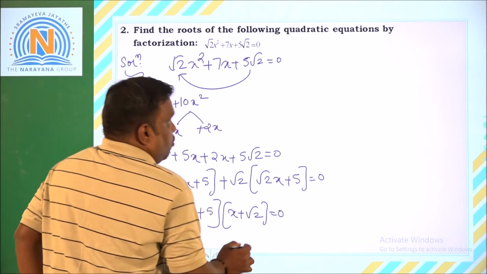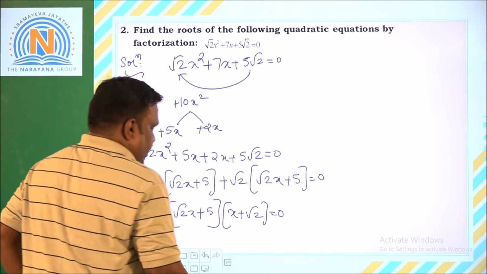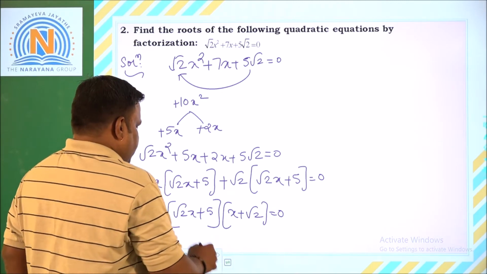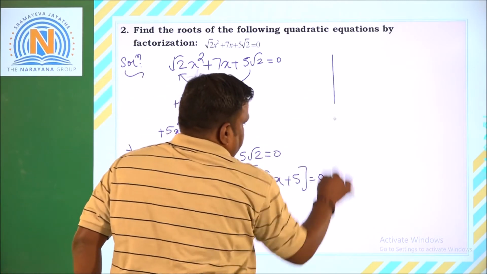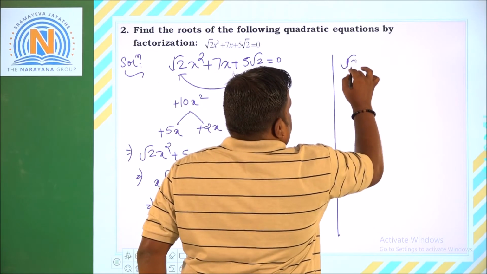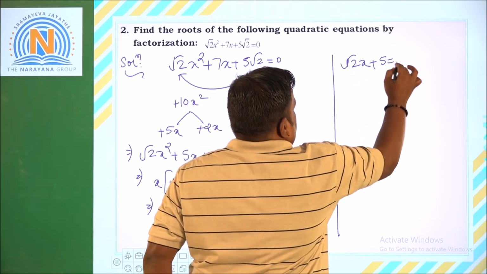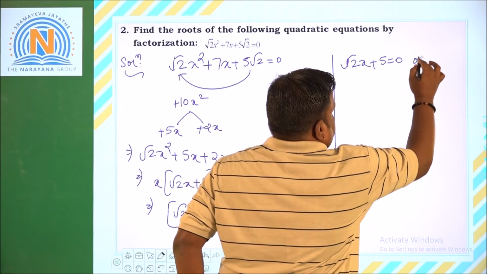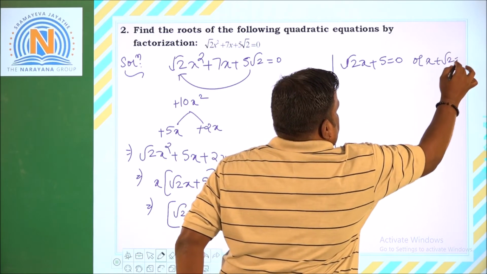equal to 0. Now on equating them individually, what we are going to get is root 2x plus 5 equal to 0, or we have x plus root 2 equal to 0.